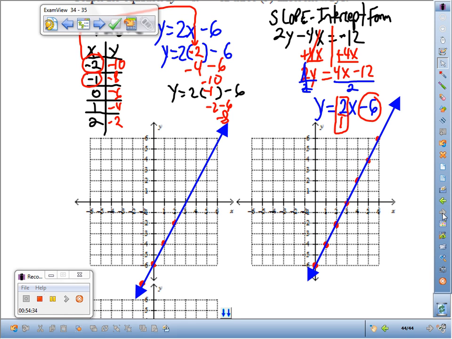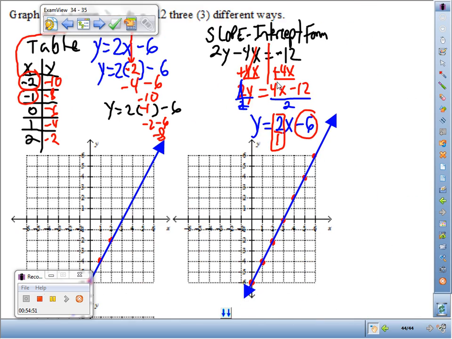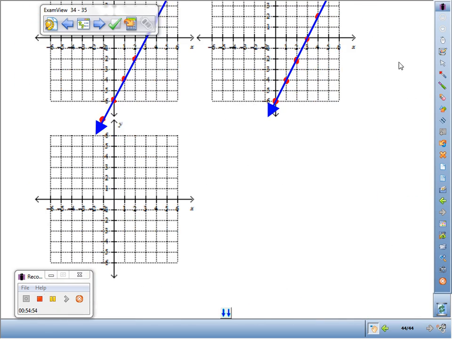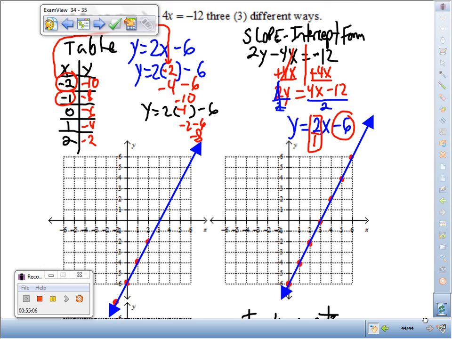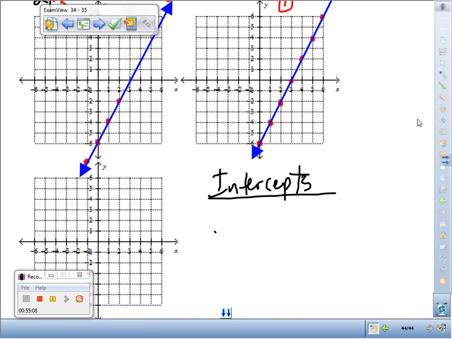Are we there so far? So we're done with the table. We're done with slope-intercept form. What is our third way? Using intercept. So label the third one intercepts. And we're going to use the original equation. What was the original equation? 2y minus 4x equals negative 12.